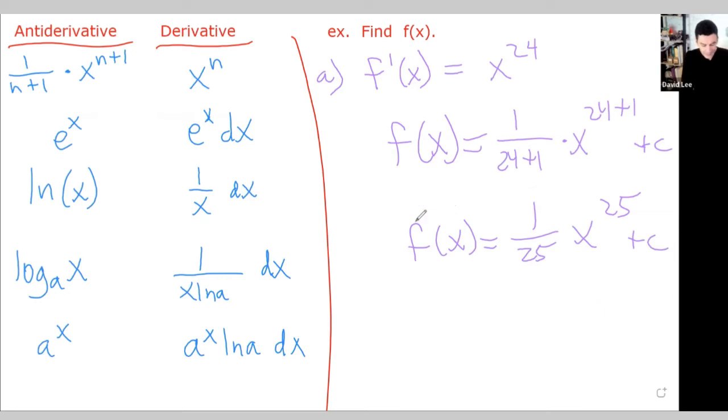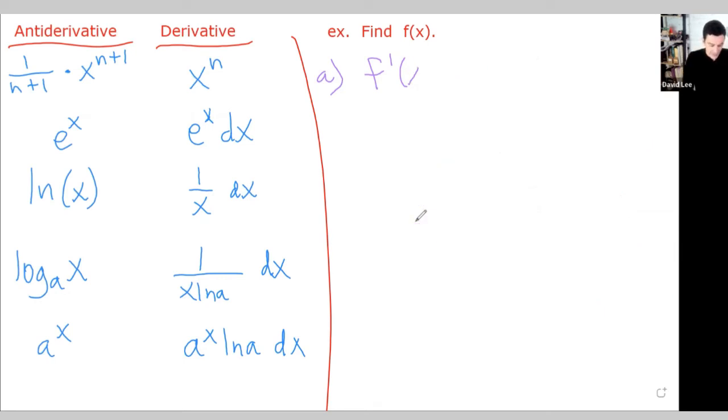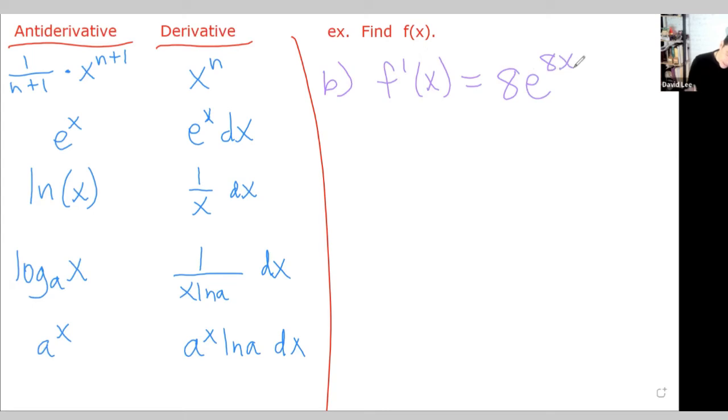What about example B here? Let's make this a little more interesting. So what if you have something like this? Let's go with f prime of x equals, let's say, 8e to the 8x.